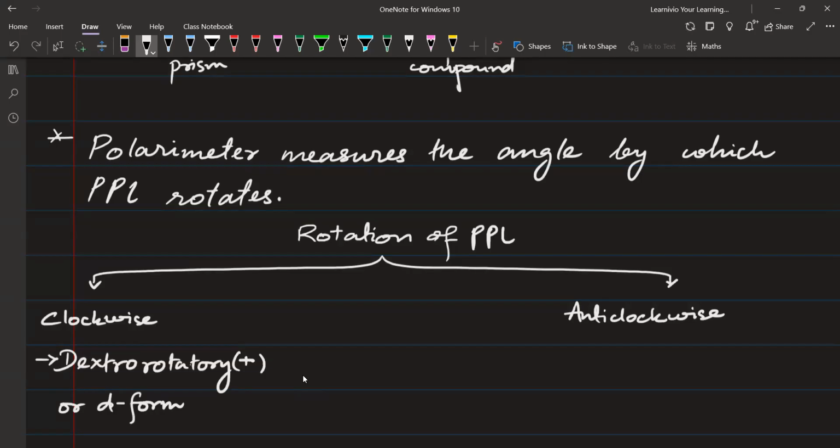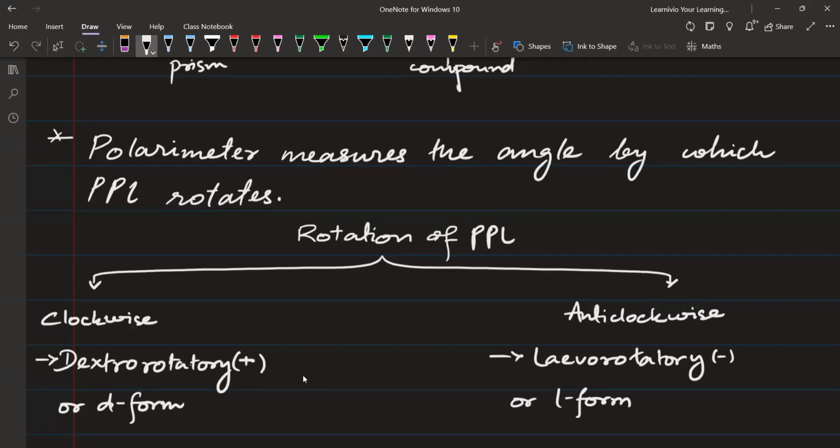If it rotates anti-clockwise, we call it levorotatory, and denote it by negative sign, or L form of the compound.